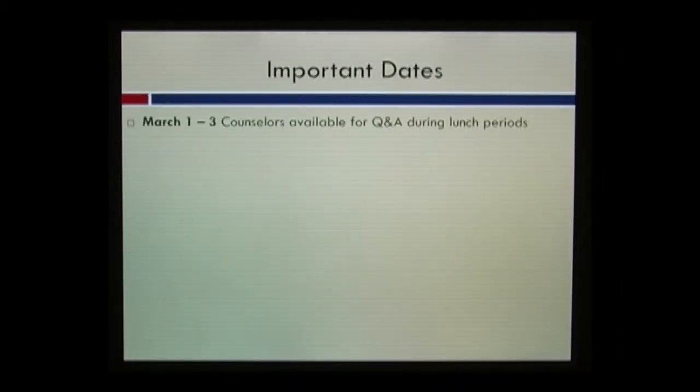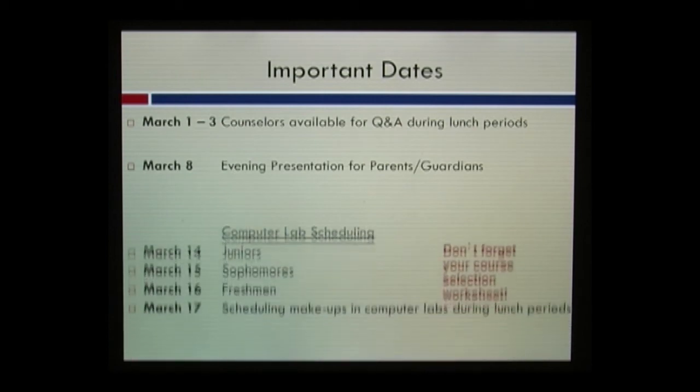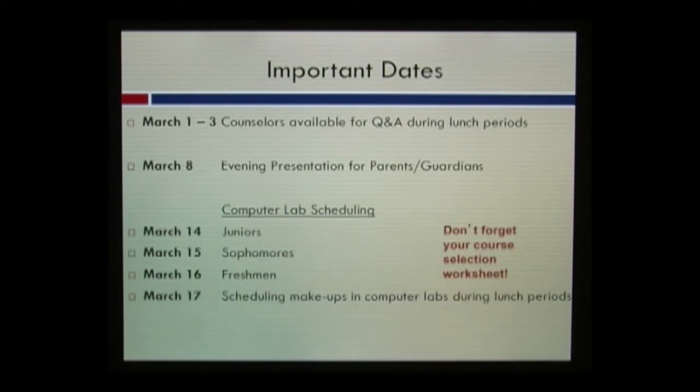Here are some important dates for scheduling. March 1st through 3rd, the counselors will be available for question and answer during your lunch periods. March 8th will be our evening presentation for parents and guardians. Computer lab scheduling will happen the week after, with March 14th for juniors, March 15th for sophomores, March 16th for freshmen, and March 17th for scheduling makeups. Don't forget your course selection worksheet, and please remember to have it filled out completely.